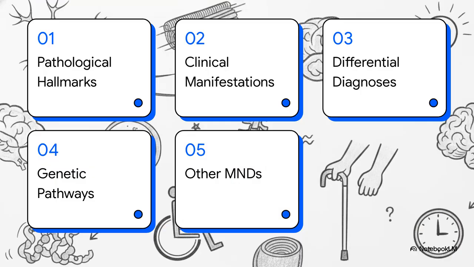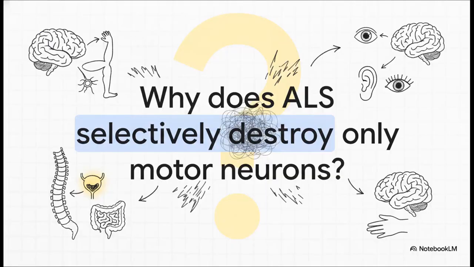To make sure all this information actually sticks, we're doing a complete anatomical to molecular drill down today. Our agenda is simple. First, pathological hallmarks. Second, clinical manifestations. Third, critical differential diagnoses. Fourth, genetic pathways in ALS. And finally, number 5, other motor neuron diseases. So let's start with a defining question to really frame this disease.